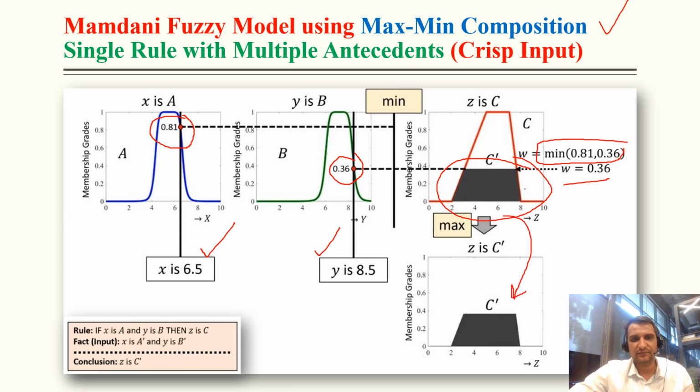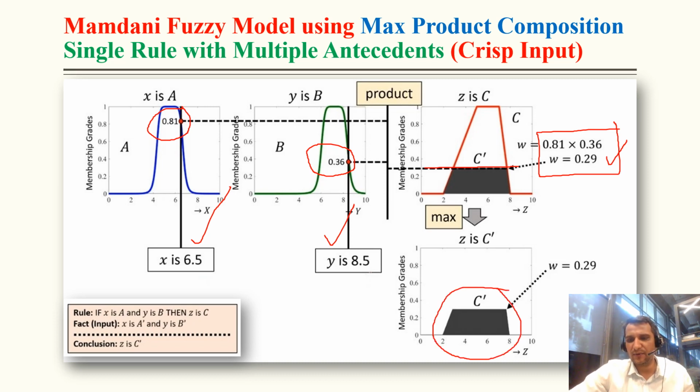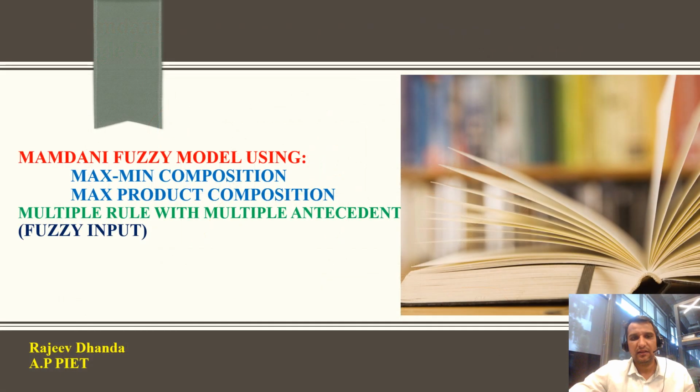In the next page, max product, again same question. Input x is 6.5, y is 8.5. This is 0.81 and this is 0.36. Now we have to multiply both these values. After multiplication it comes out to be 0.29, and we are going to slice at this particular point. So C dash will be equal to this one. This is our final answer. Now Mamdani max min for multiple rule with multiple antecedent, and right now input is fuzzy.